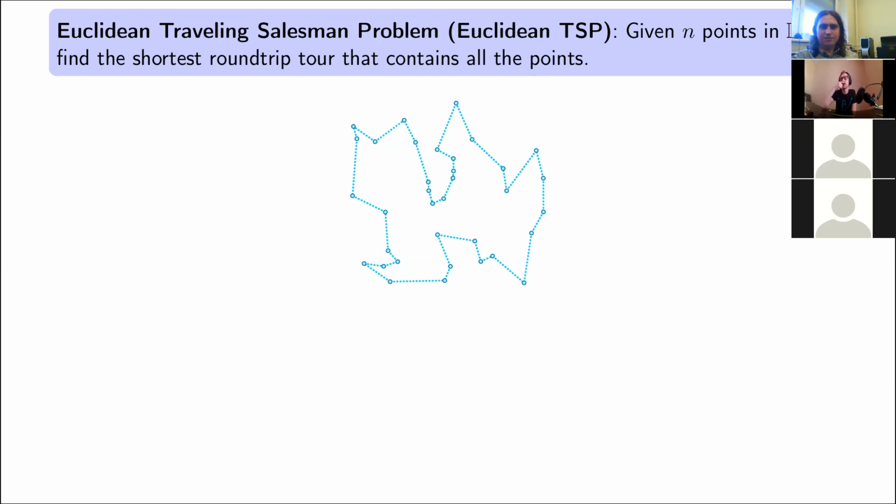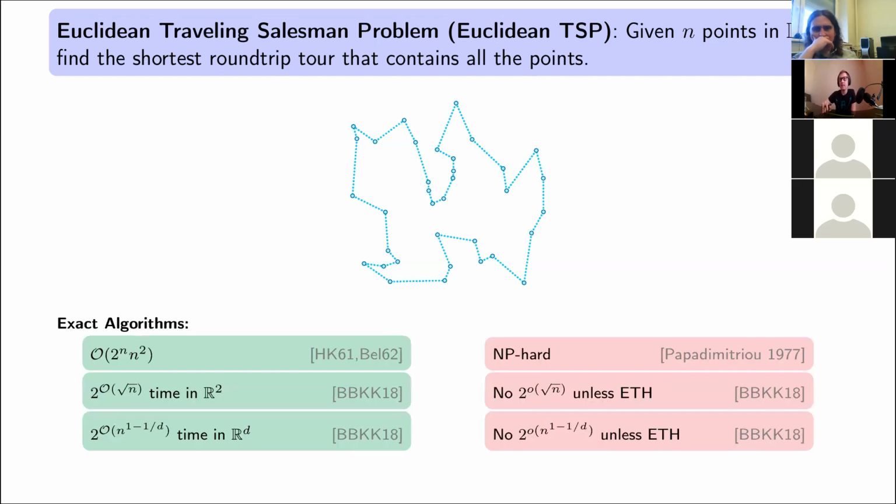Right, so what do we know about the Euclidean TSP problem? Unfortunately, it's NP-hard, as shown by Papadimitriou, and the best algorithms currently work in sub-exponential time: 2 to the square root of n in 2 dimensions, and sub-exponential for constant dimension, by de Berg et al. Unfortunately, you cannot really improve this asymptotically. These results are asymptotically optimal. So it seems like the exact Euclidean TSP problem is closed, and therefore we need to settle for approximation.